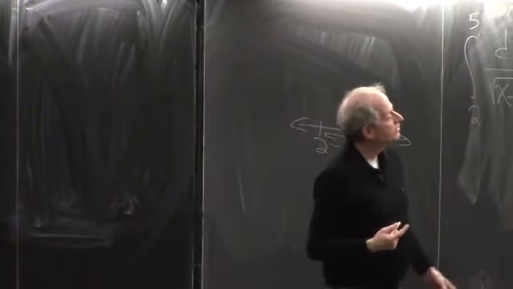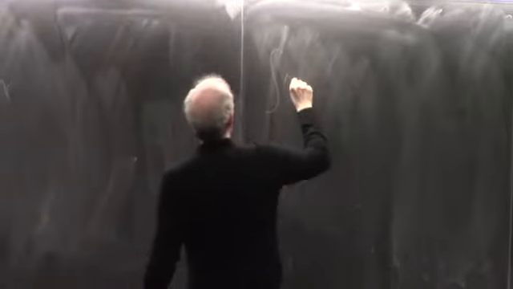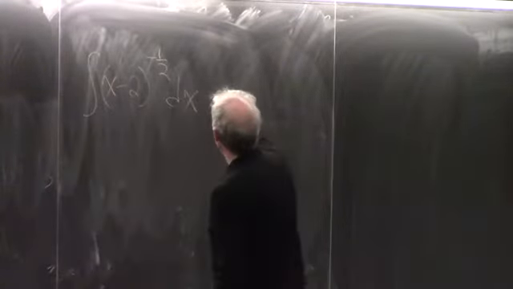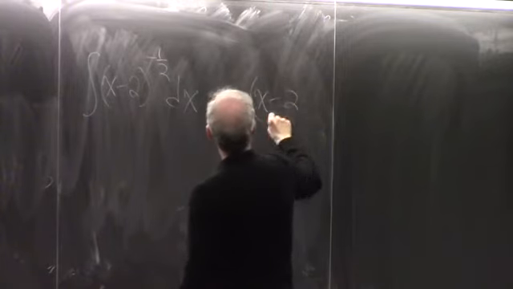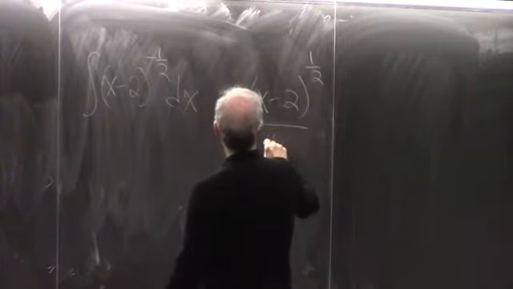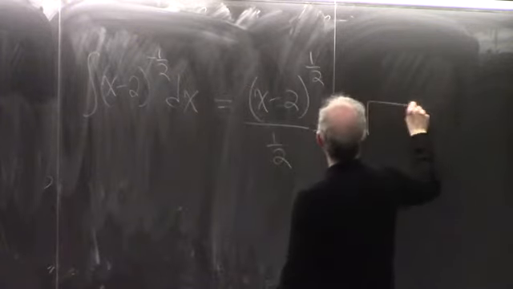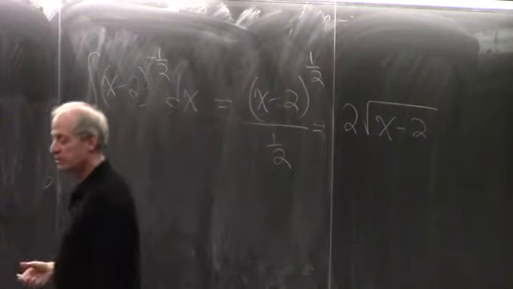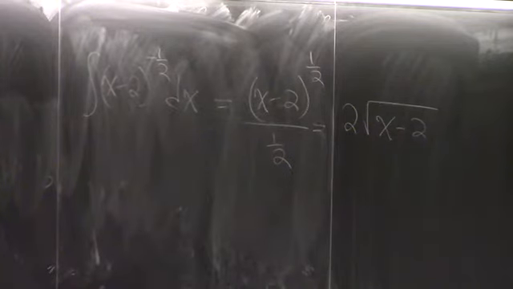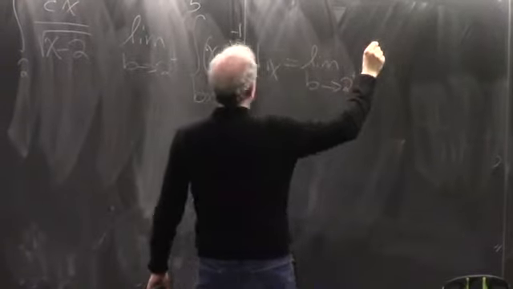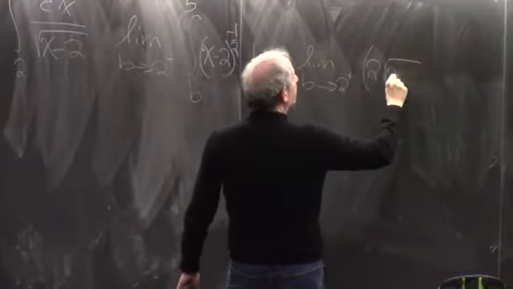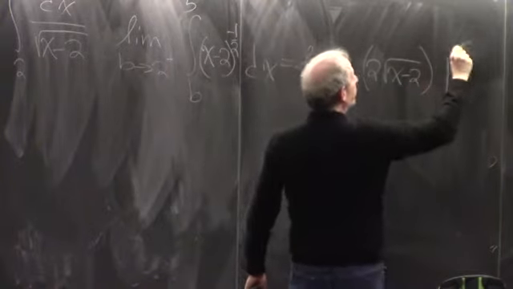Okay, so now, same trick. We have to integrate that. The integral of x minus 2 to the minus a half dx is x minus 2 to the positive a half over a half, also known as 2 radical x minus 2. So this is going to be the limit as b goes to 2 plus of 2 radical x minus 2 from b to 5.